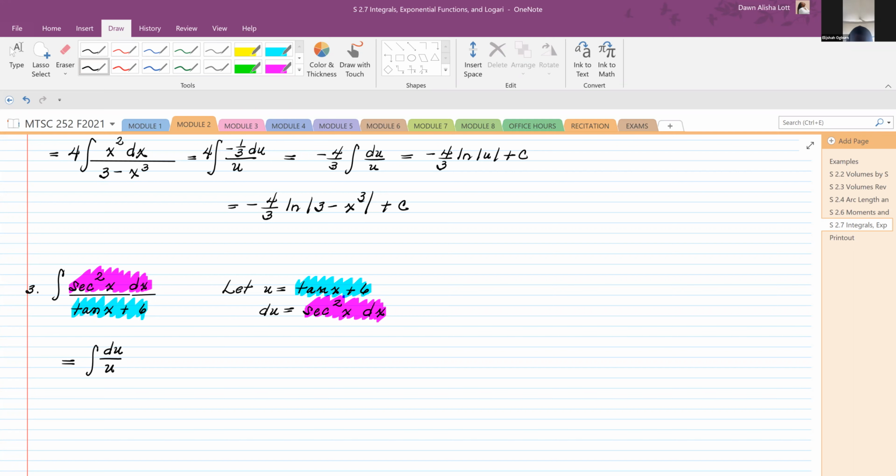ln u. Good. Natural log of u plus the constant: ln of the absolute value of u plus a constant. Now, here's the thing. If I go and meet somebody else and now they need a u, so now we need to do that swap again. What is u? Tangent of x plus 6. That's the end of the problem.